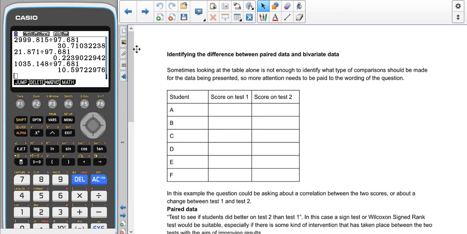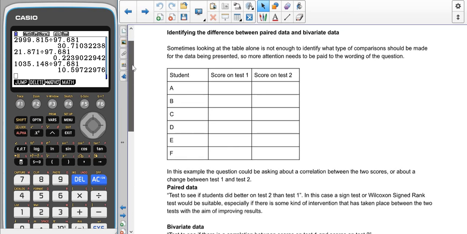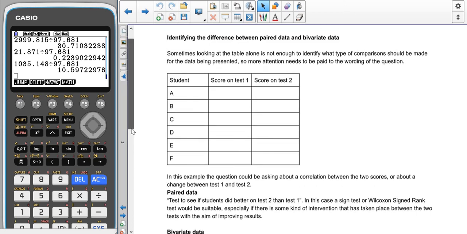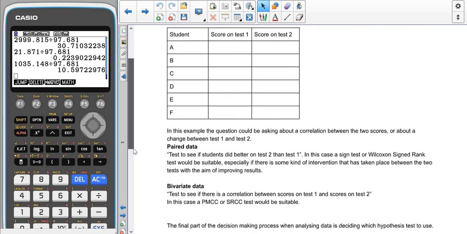So we can identify the difference between paired data and bivariate data. The main thing is about the context of the wording around the questions. Having a look at the table doesn't help that much. Here, I could have either bivariate data or paired data. It's hard to tell by having a look at it.